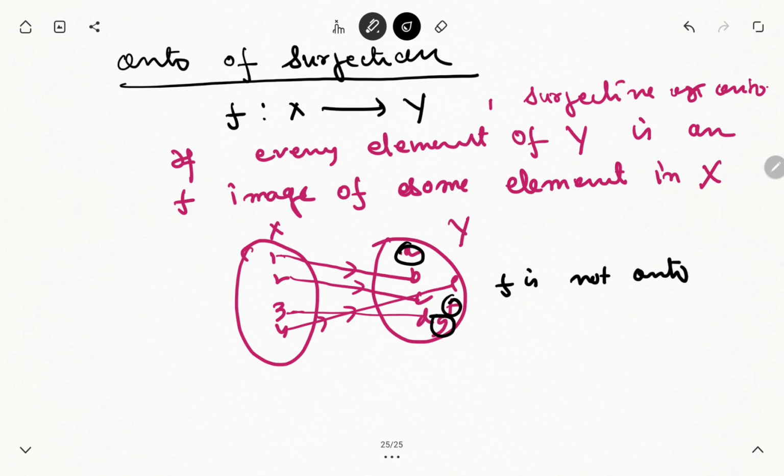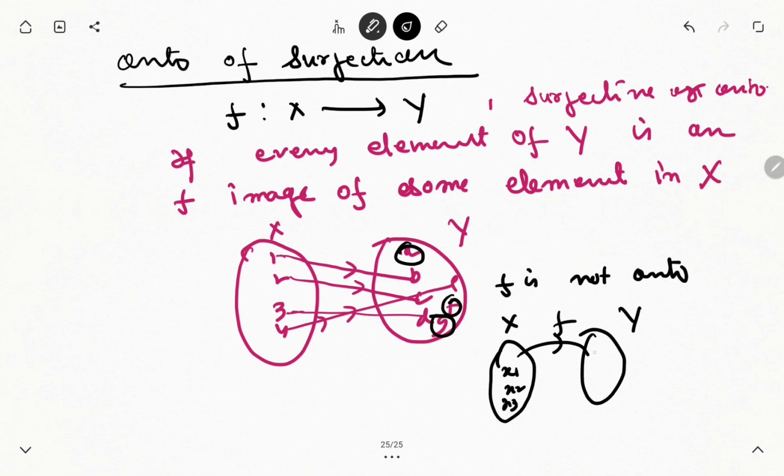Then when it will be onto? You can have the diagram like this. f is here, X is here, Y is here. You have x1, x2, x3. And here is, say, only one element, small y. So x1 to y, x2 to y, x3 to y. This is not 1-1, but this is an onto function. This function is an onto function. Why? Because Y is totally exhausted.